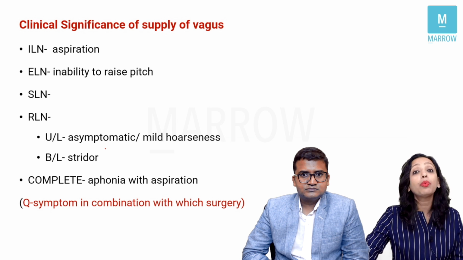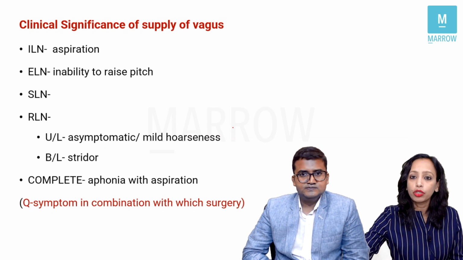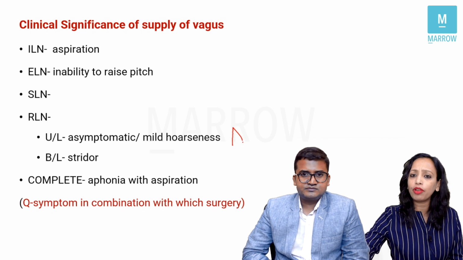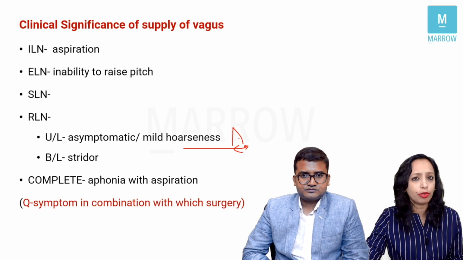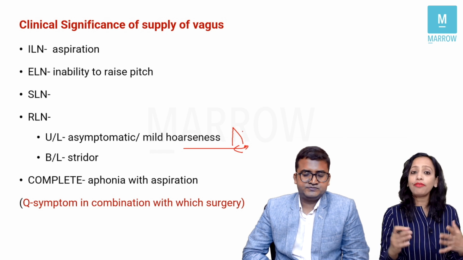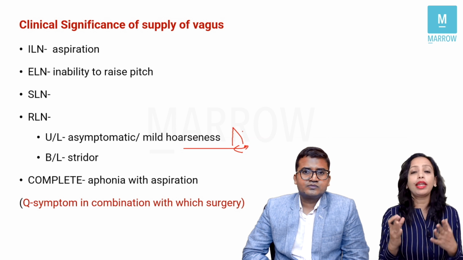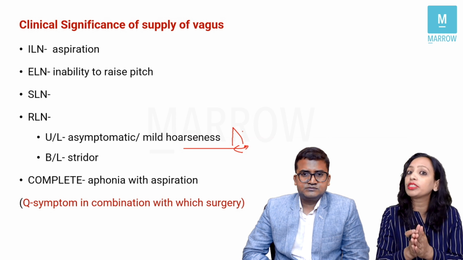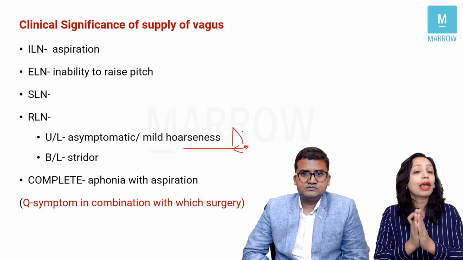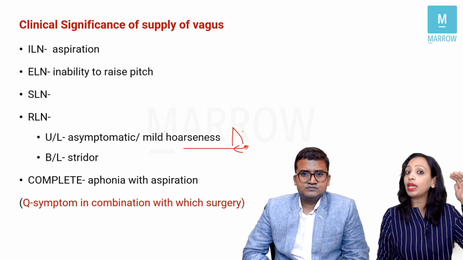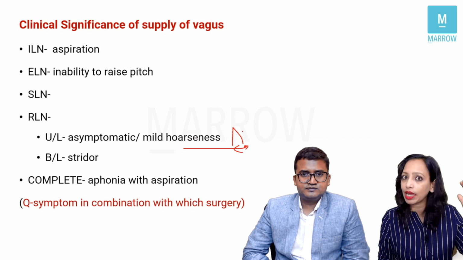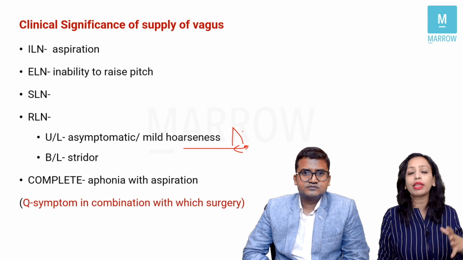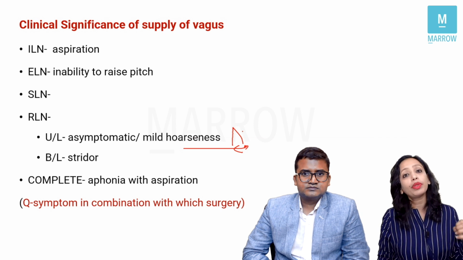So, if there is only one vocal cord involved, one will be in the median or paramedian and the other will be able to move normally. So here the patient will be asymptomatic or maybe mild hoarseness. Whereas if there is bilateral recurrent laryngeal nerve injury, both the vocal cords will be in midline and then the patient will present with stridor. And complete palsy can occur only if there is injury at the level of the base of skull. Then all the nerves will go and the patient will have aphonia along with aspiration.